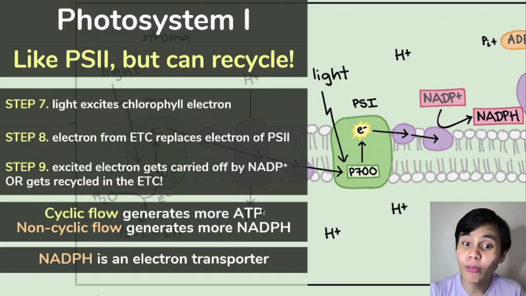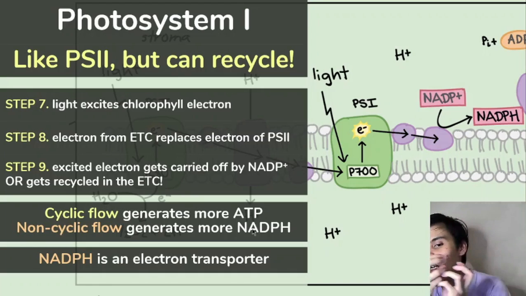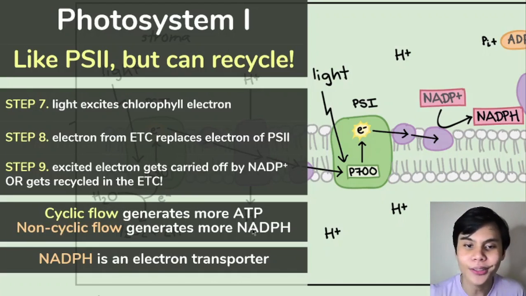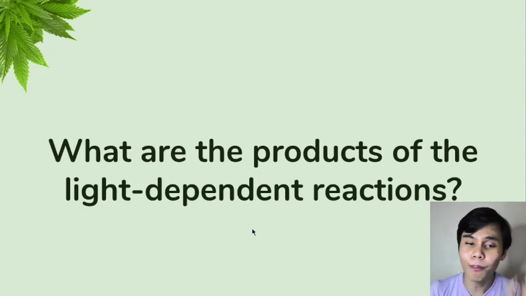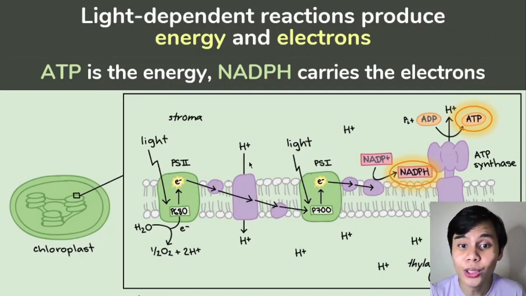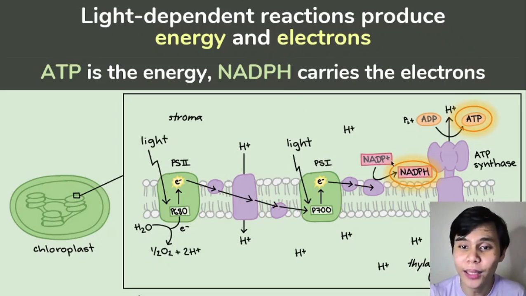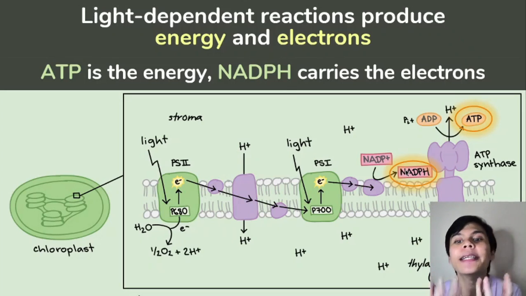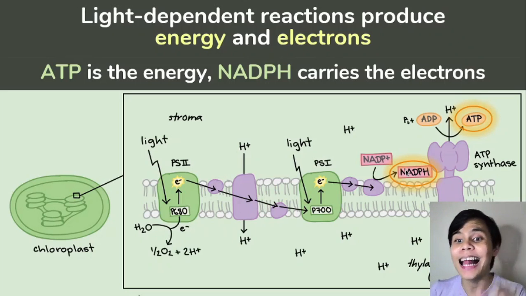So in other words, cyclic flow makes more energy. Non-cyclic flow uses the electrons and sends them somewhere else. It's to generate electrons. So again, energy and electrons. That's the main product of your light-dependent reaction. So the main products of your light-dependent reactions are ATP, or energy, from the electron transport chain over here, and NADPH, which carries electrons. We have that over here. So again, these are the things that are made in the light-dependent reaction. These are ingredients for the second phase of photosynthesis, right? You with me? So again, first phase, light-dependent reactions.